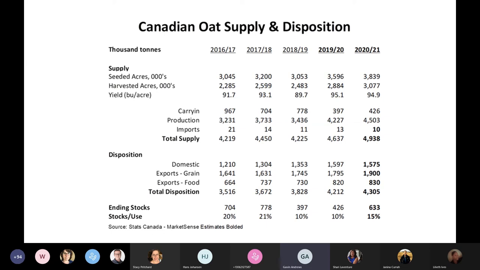Overall though, demand is about flat from last year. We're using about the same amount here in Canada. What we're exporting for grain and for food is about flat as well. So really no big question marks around the demand on oats. And our ending stocks have been increasing just as our acres have been increasing as well.